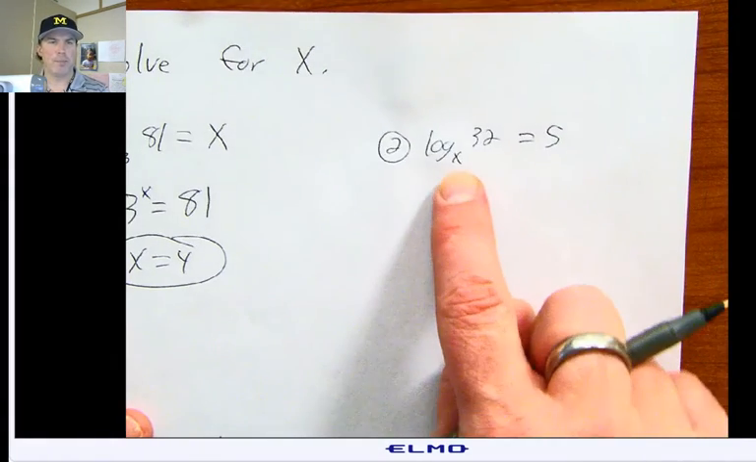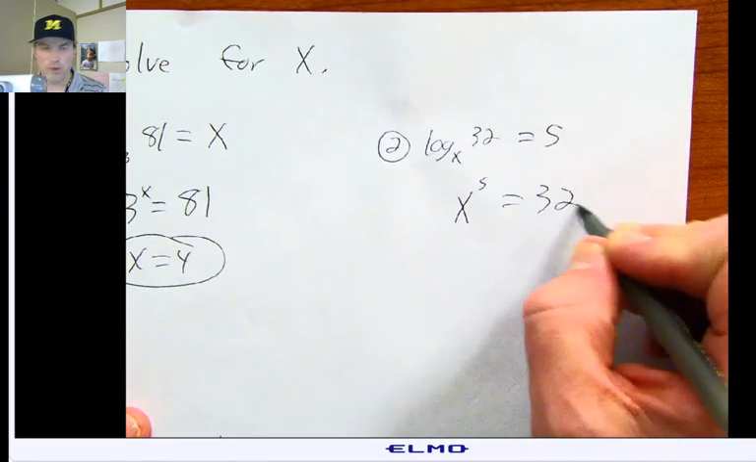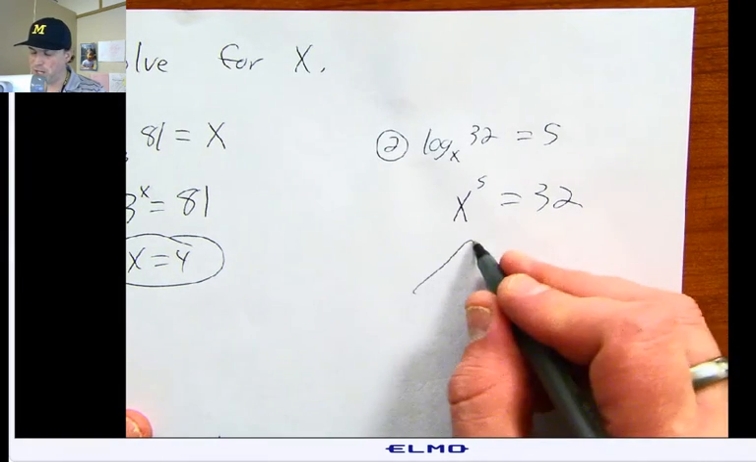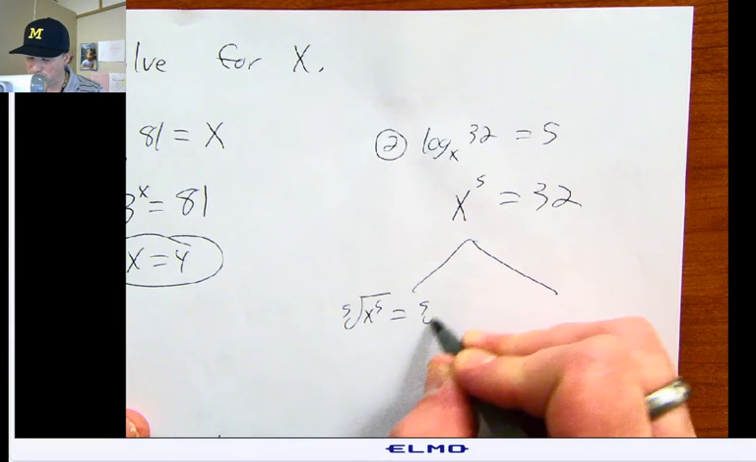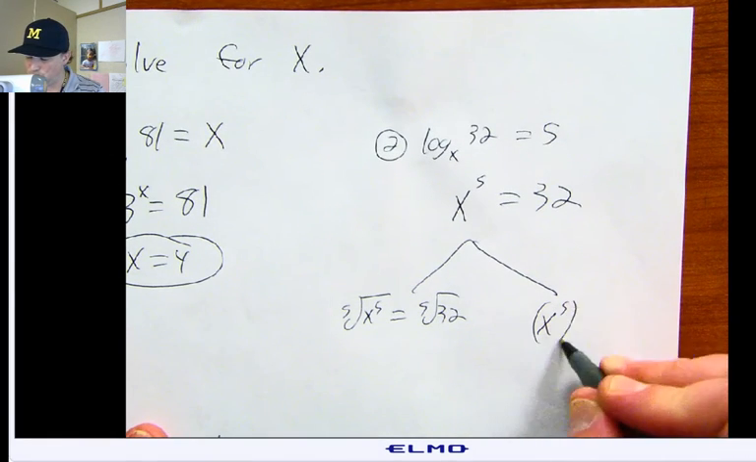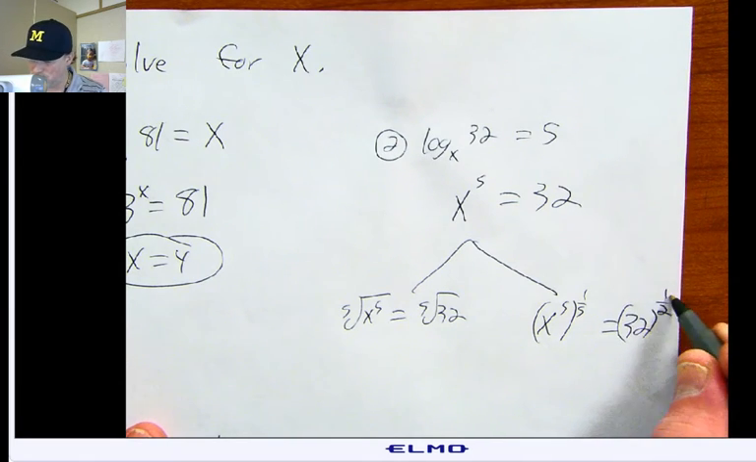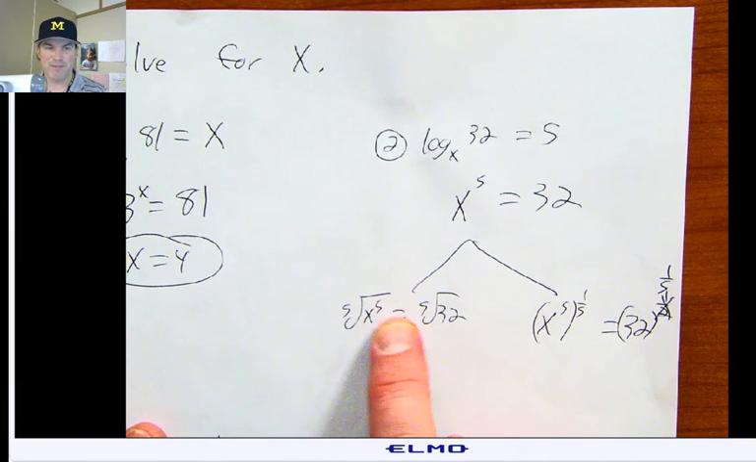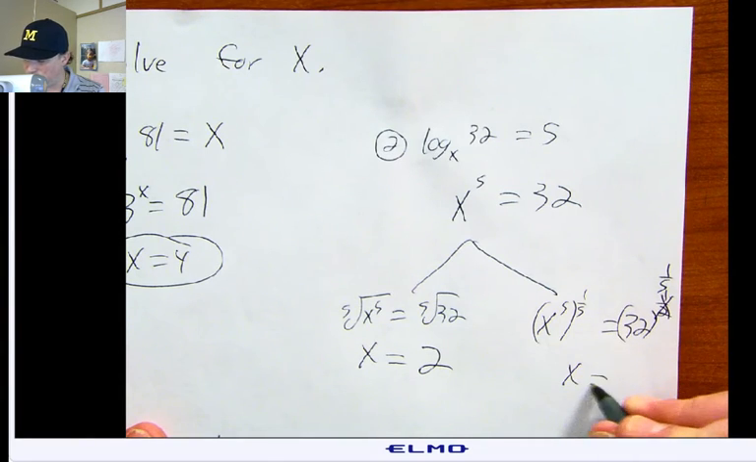Over here, b to the y equals x. x to the 5 equals 32. That's fractional exponents. You have two thoughts. You could do the fifth root of both sides, so the fifth root of x to the 5 equals the fifth root of 32. Or you could think of it as x to the 5th raised to the power of 1/5 is the same thing as 32 raised to the power of 1/5, which is the same thing as the 5th root of 32. No matter how you look at it, you're getting an answer of 2.